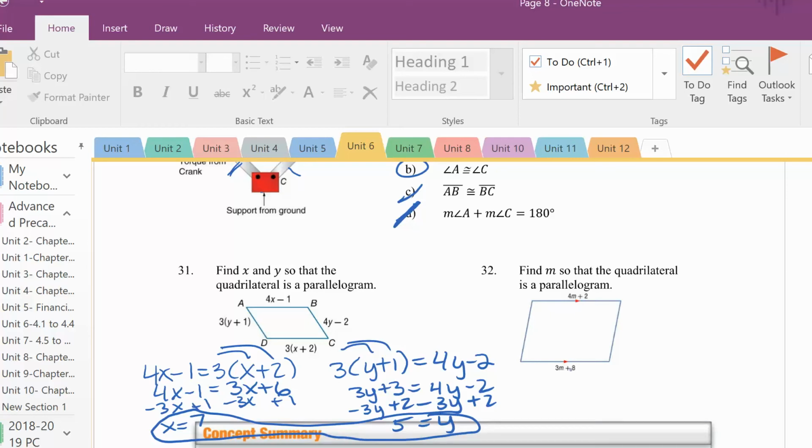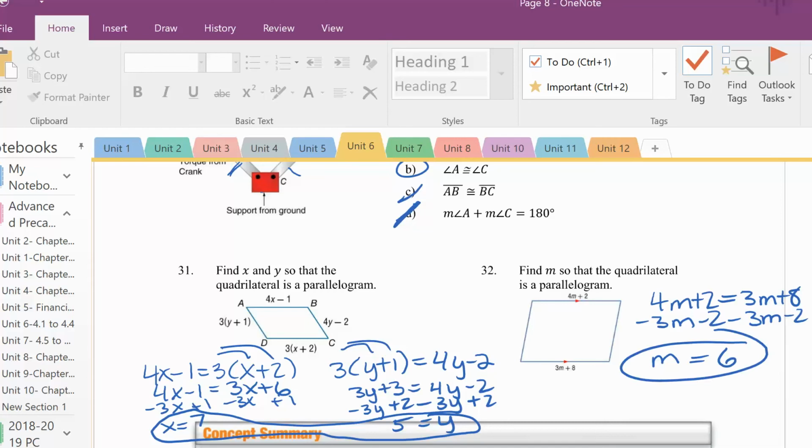Here, you know both sides are parallel, the opposite side is parallel, but in order for it to be a parallelogram, it also has to be congruent. So 4m plus 2 has to equal 3m plus 8. So m equals 6.